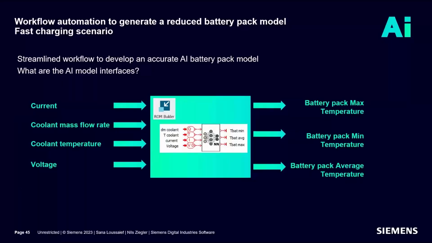Regarding the artificial intelligence model inputs and outputs, we already know the outputs from the previous step, which are the battery maximum, minimum, and average temperatures. On the other side, the inputs are the variables to which the outputs are sensitive. So the inputs are the following: the current, the coolant mass flow rate, the coolant temperature, as well as the voltage.